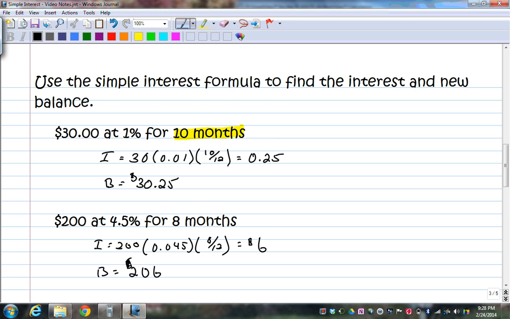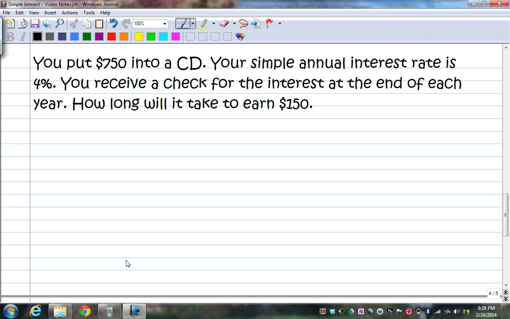All right. Here, another problem. Now write this problem down, please. You put $750 into a CD, and somebody goes, "What? How do you put money into a music CD?" Well, CD means certificate of deposit. It's a type of investment. So you put $750 into a CD. Your simple annual interest rate is 4%. You receive a check for the interest at the end of each year. How long will it take to earn $150? So I want you to pause the video. I want you to think about this one, because this one's challenging.